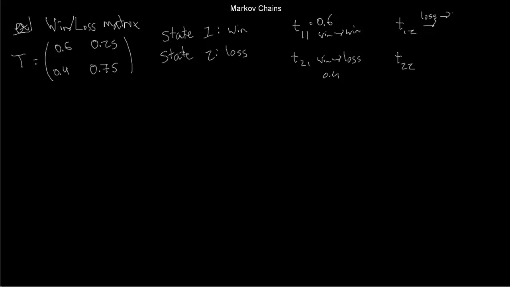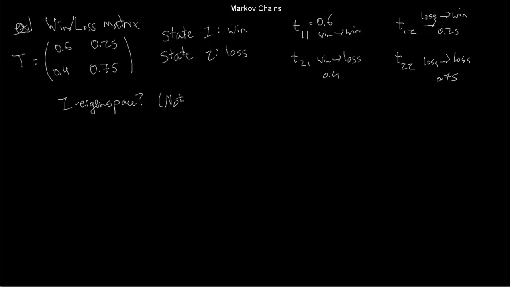T12 is the chance of going from 2 to 1, the chance of moving from a loss to a win. We said that was 25%, because you felt bad, I think. And the chance of going from a loss to a loss was, well, 75%. There was no other choice. There were no ties in this setup. If we'd had ties, it'd be a 3x3 matrix.